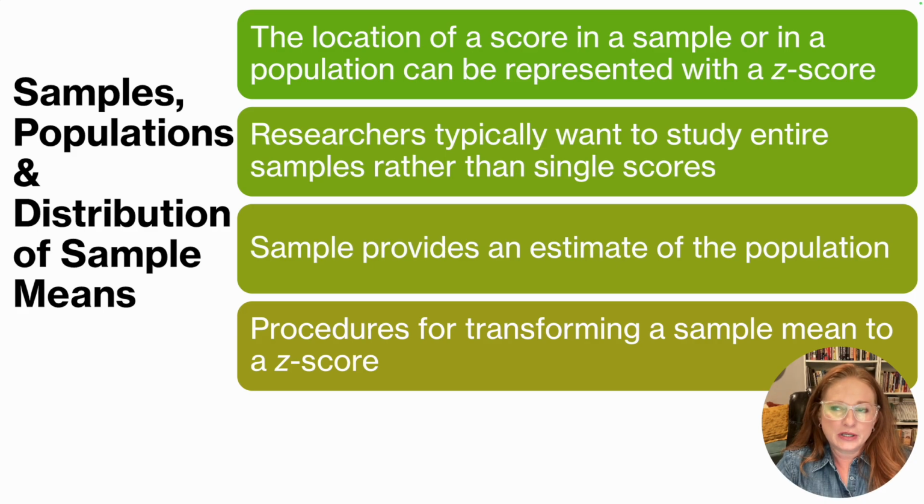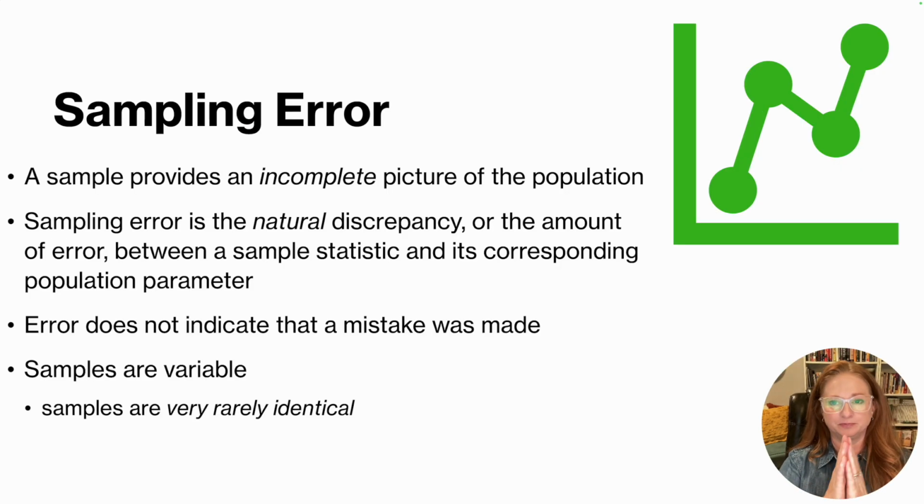So today we're really going to be looking at what are those procedures that we can be using that transform a sample mean, a group of scores, if you will, to a z-score. Okay, caution, sampling error. A sample does provide an incomplete picture about a population. It's not the whole thing.